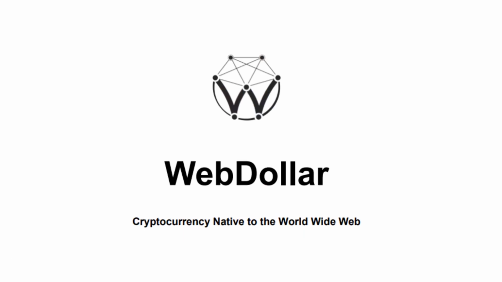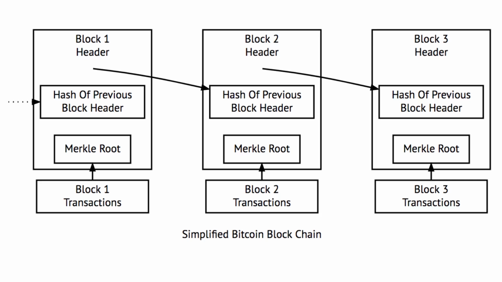So now I'm explaining how the blockchain is being used in WebDollar, but also in Bitcoin as well, and to see the difference between the Bitcoin blockchain and the WebDollar blockchain. As you know, Bitcoin is using a blockchain. A blockchain is a chain of multiple blocks that are stacked one on top of another.